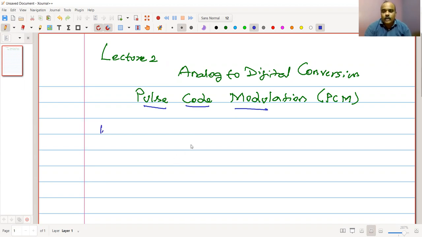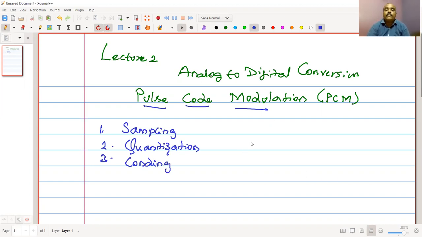And in pulse code modulation, there are three steps. The first step is sampling, the next step is quantization, and the third step is coding. What it actually means is, we'll start with an analog signal. Some signal we have here. We are going to take some samples on this waveform, and these sampled values will then be approximated to some integer voltage values. So that's what you call quantization.